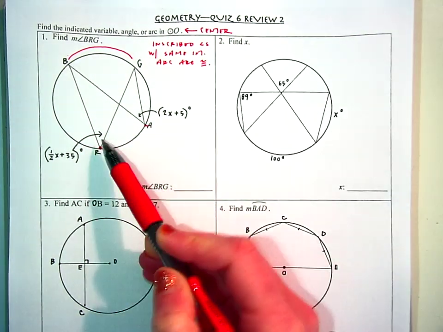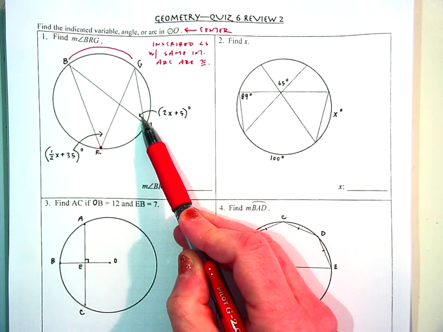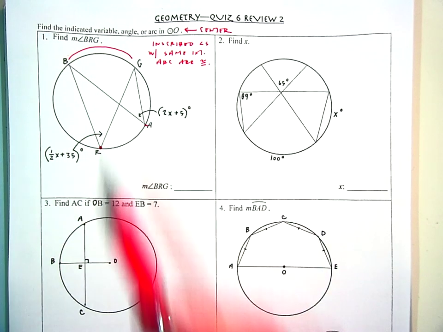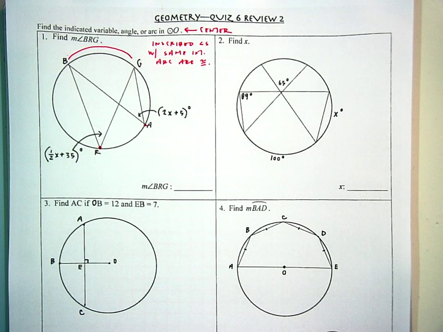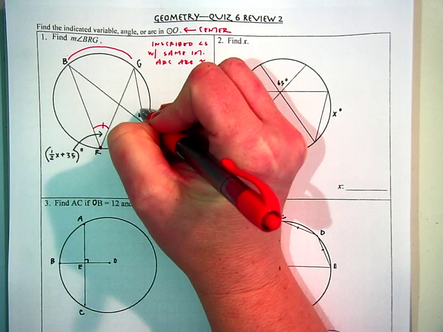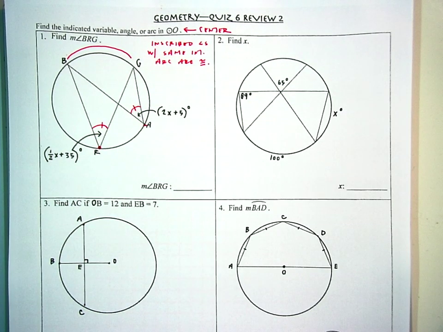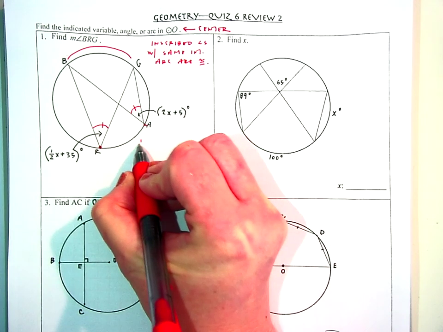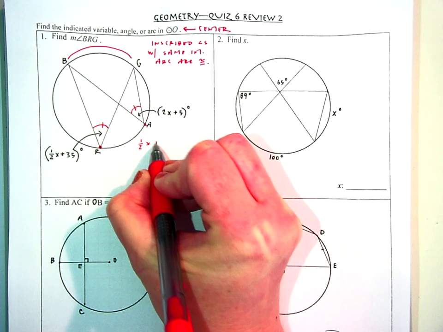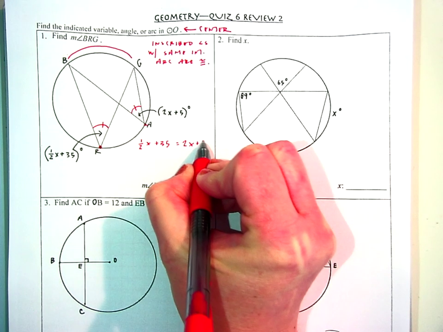Remember why. This angle has to be half of its intercepted arc. This angle has to be half of its intercepted arc. So if they have the same intercepted arc, we know that they both have the same measure. They're both half of the measure of the intercepted arc. So let me just show that these two angles here and here have to be congruent. If the angles are congruent, we know that their measures have to be equivalent to each other. So I can build my equation by saying 1/2 of x plus 35 equals 2x plus 5.